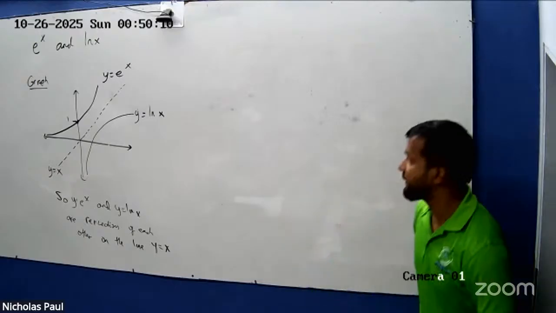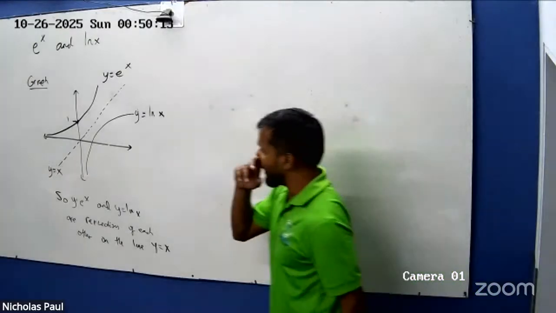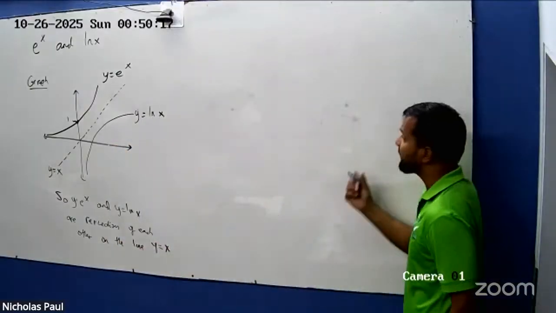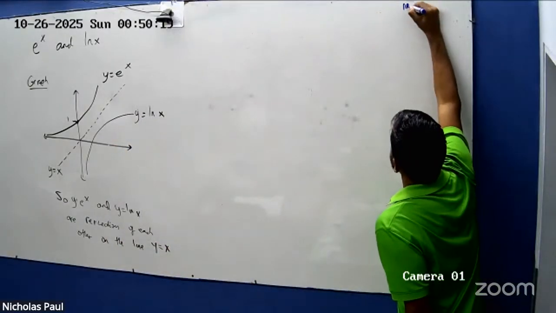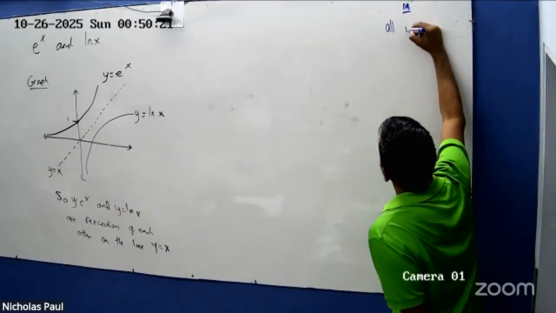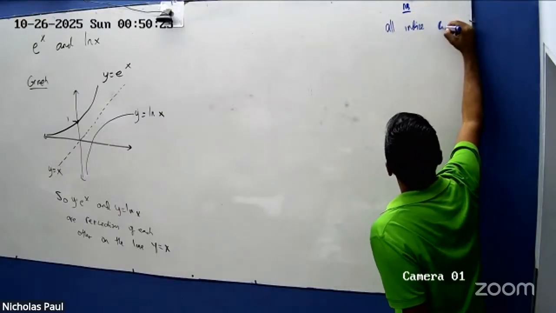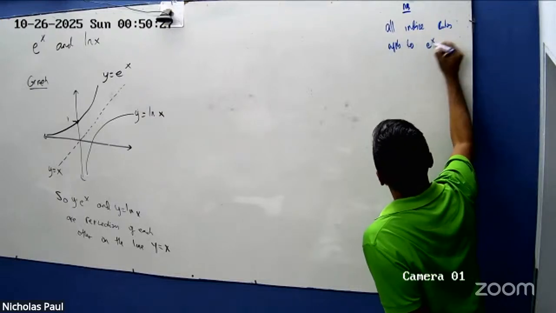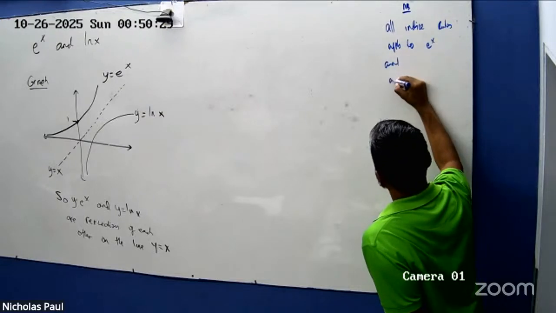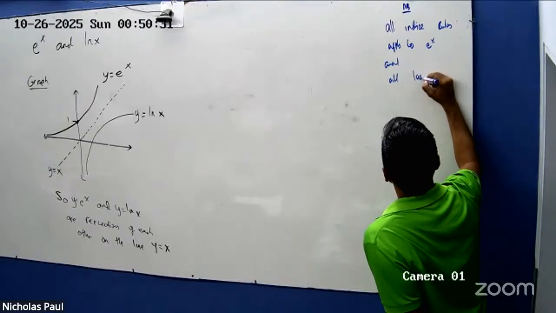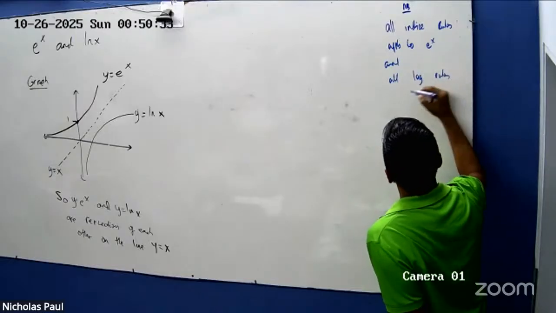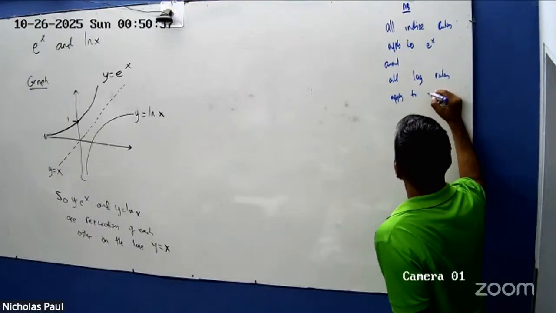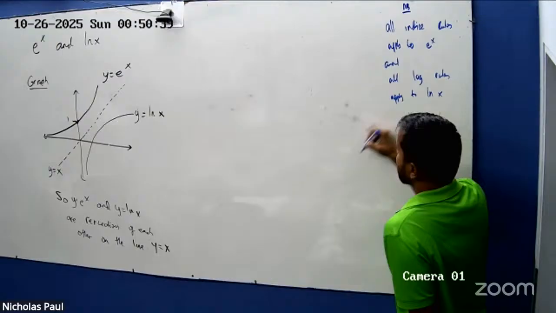All right, nice. So as I was saying, we're going to take a look at the functions. And all the indices rules, I just want you to note this: all indices rules apply to e to the x, and all the log rules, which we'll do in a little while, apply to ln x.